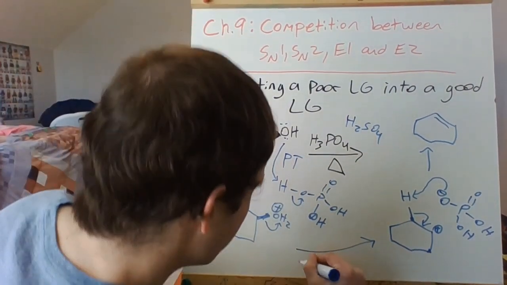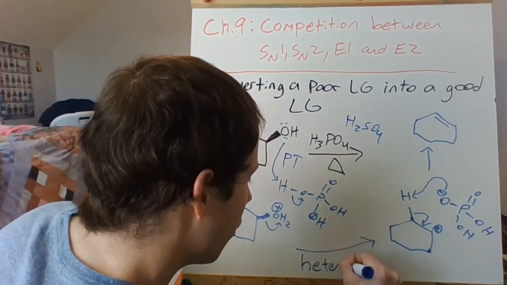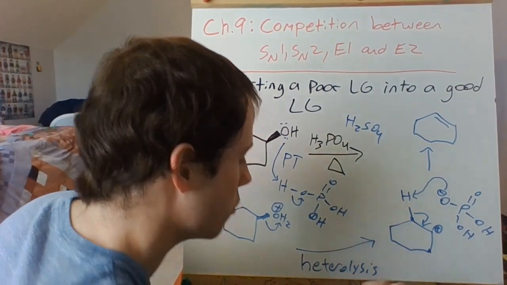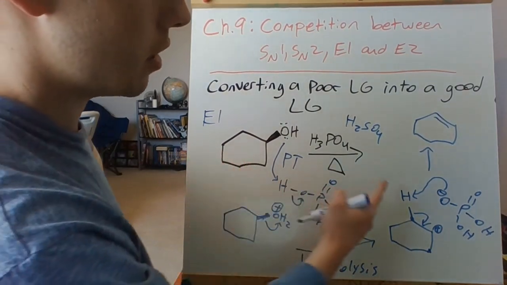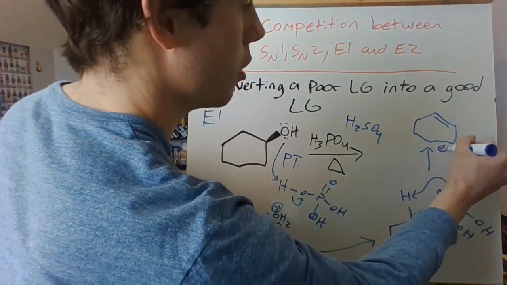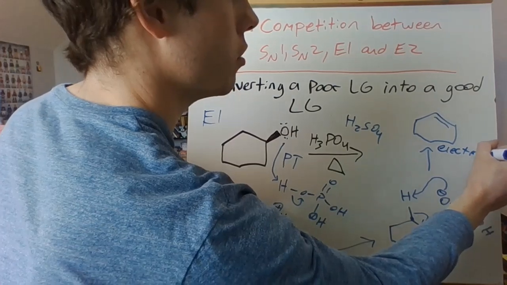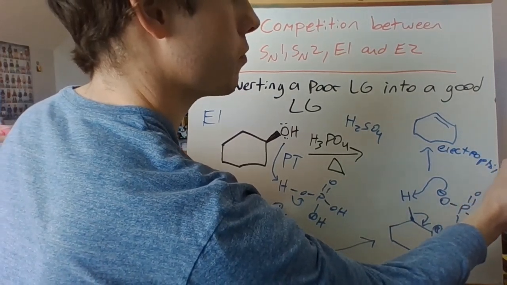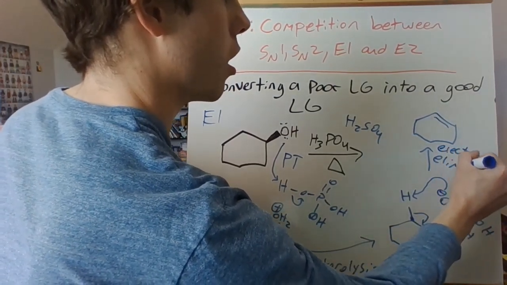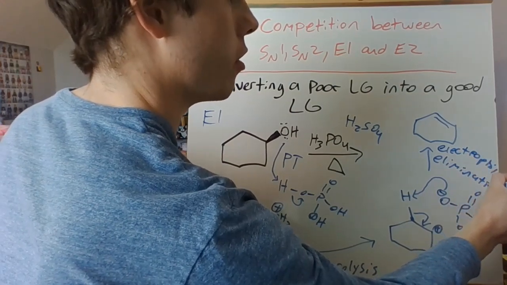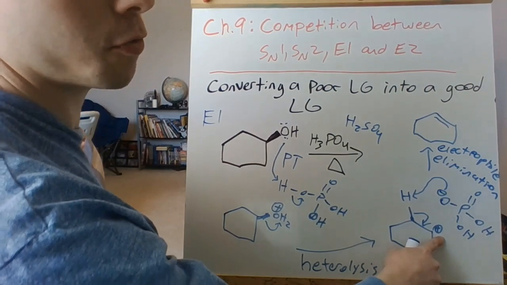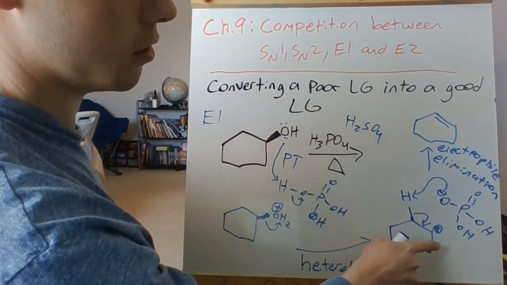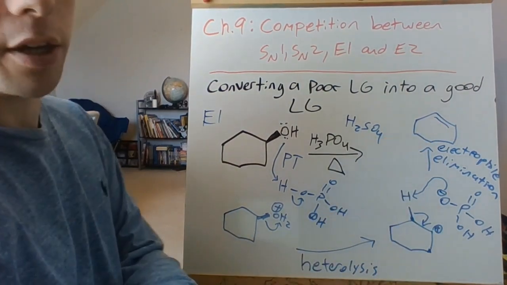This one here is a heterolysis step. So remember, heterolysis always occurs in the E1 mechanism. And then this here would be electrophile elimination. And so we have our electrophilic molecule here, and we've done an elimination to get to our pi bond.